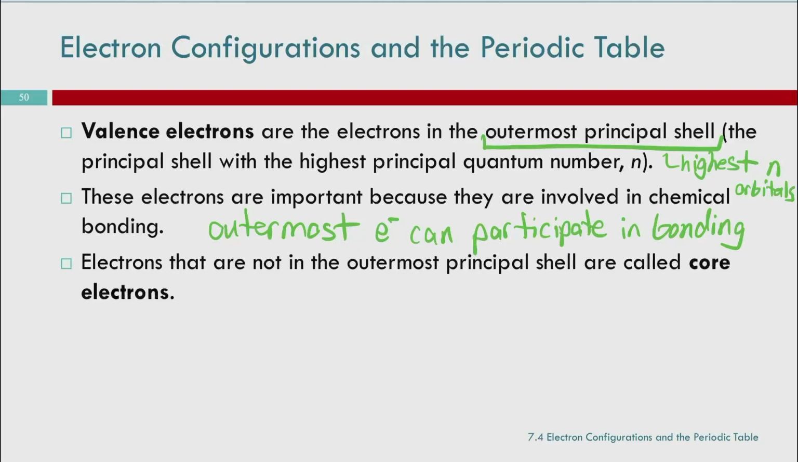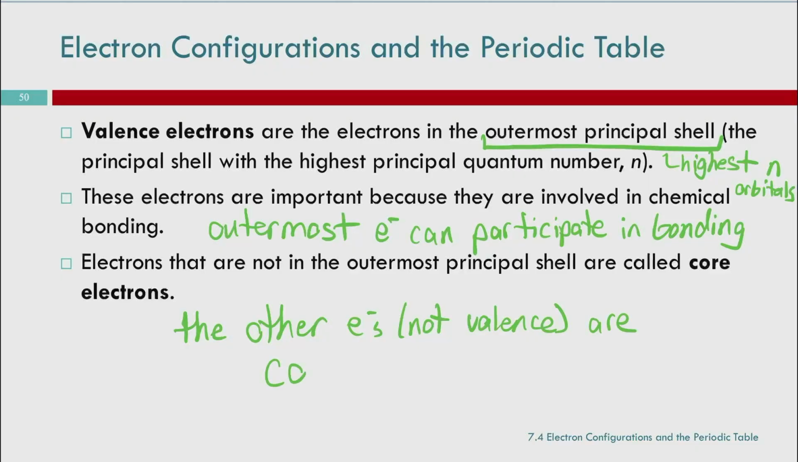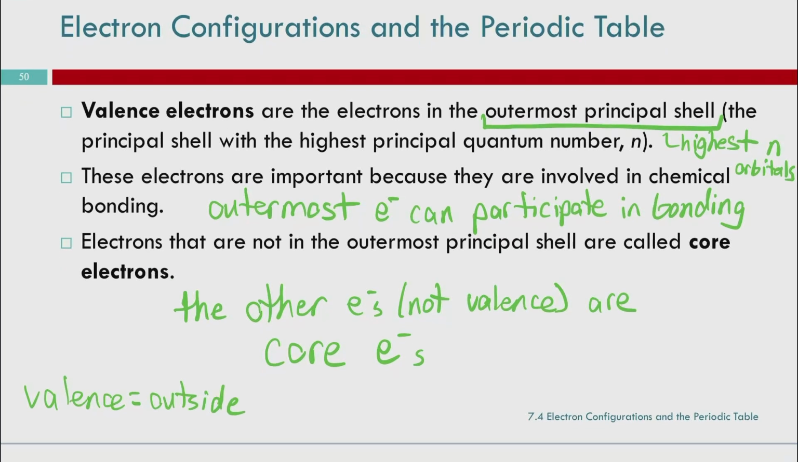And those are our valence electrons. The other electrons, so not our valence electrons, are core electrons. So if it's not a valence electron, it's a core electron. So all of the inner layers, however many we have, all of those electrons are the core electrons. Valence we can think of as just meaning outside here, or outermost.